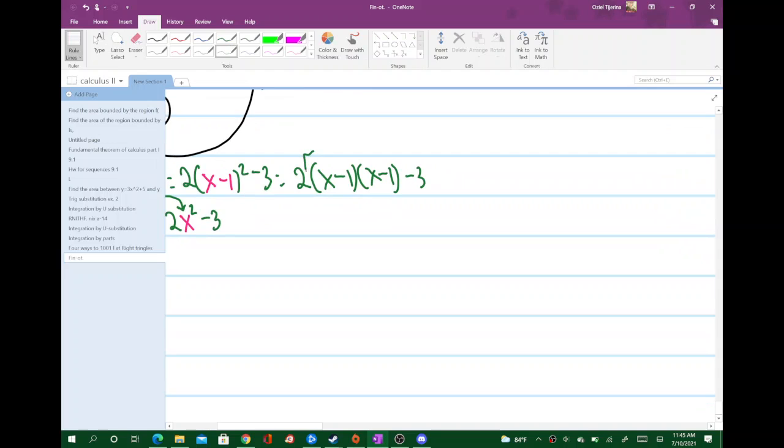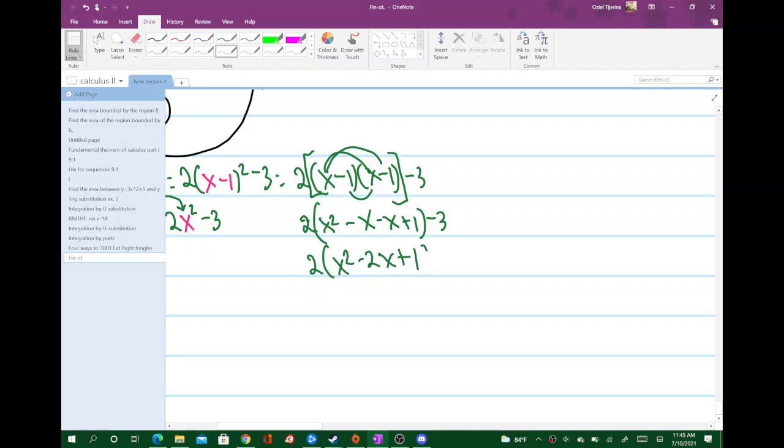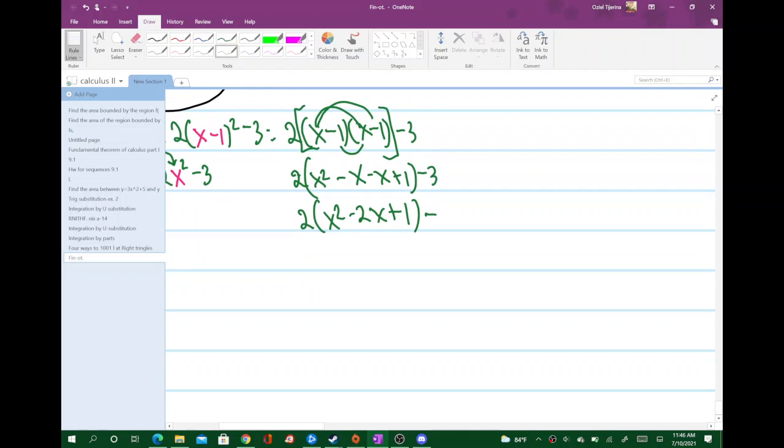Now, what I would do here is first do the FOIL method for this part, and then distribute my 2. If I do FOIL, I have x squared minus x plus 1, minus 3. Then I combine my like terms here. I have x squared minus 2x plus 1, and then minus 3.